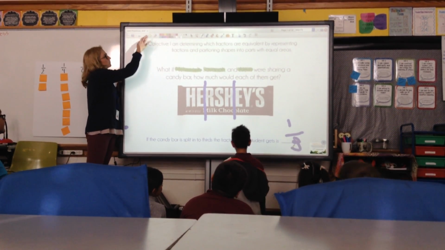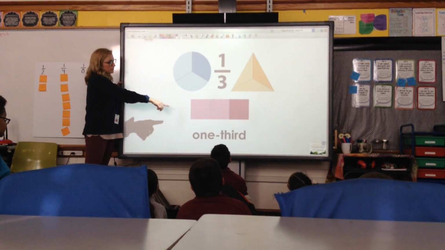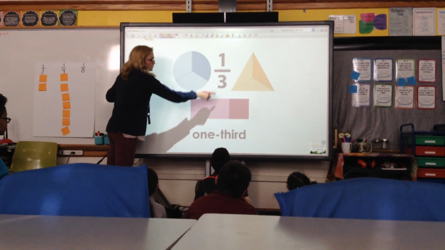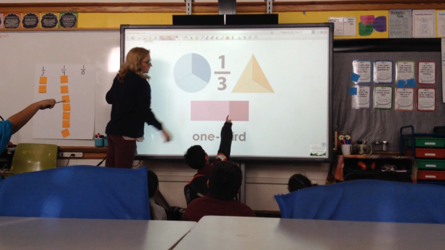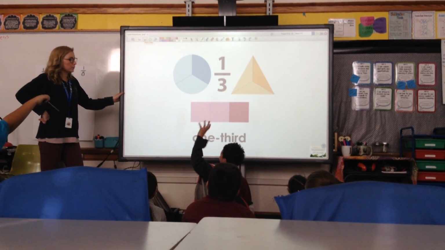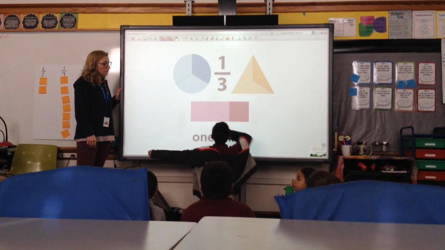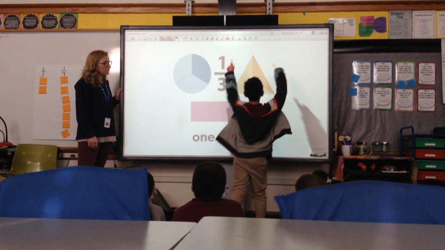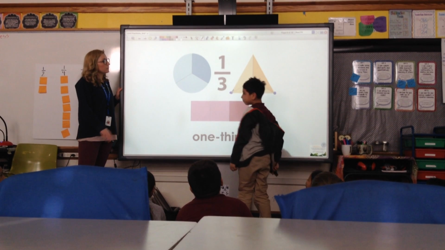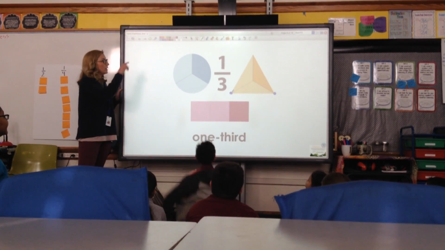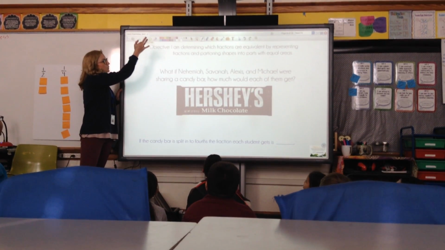Okay. Alright, so these are different ways to show 1/3. Even though these are different shapes, they're still broken up into 3 equal pieces. It looks like a peace sign. Look, it does look like a peace sign. There's 3 corners, right? Alright, so the next one.